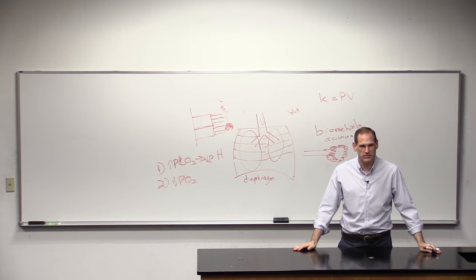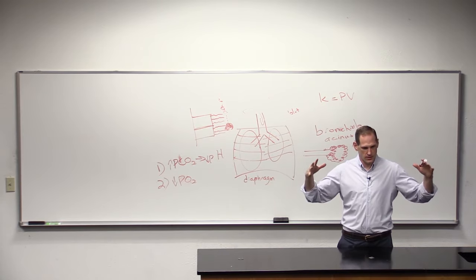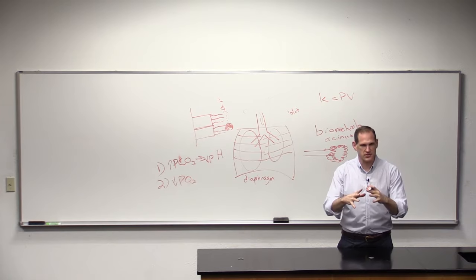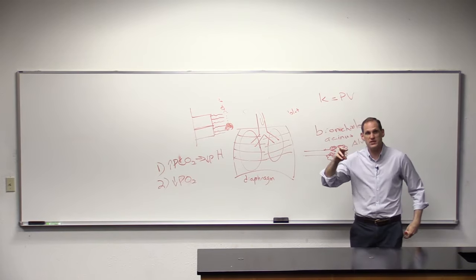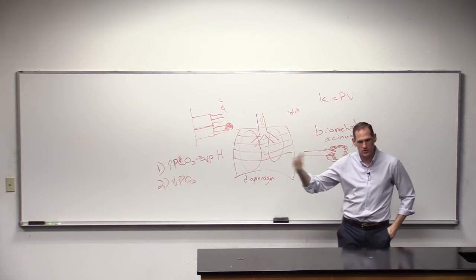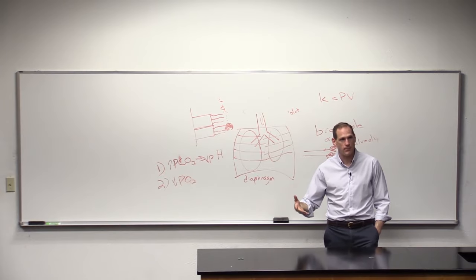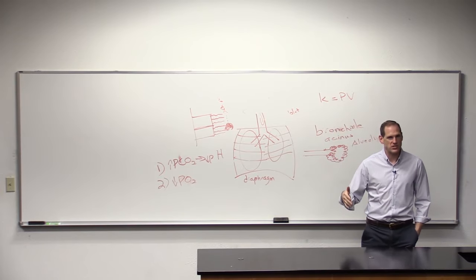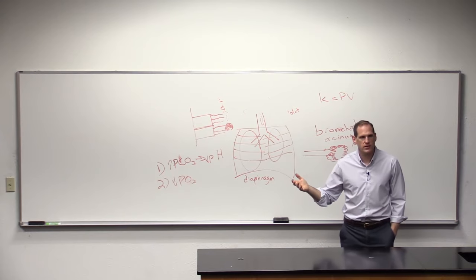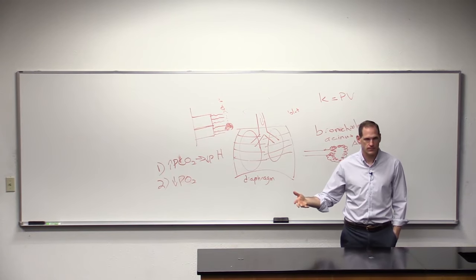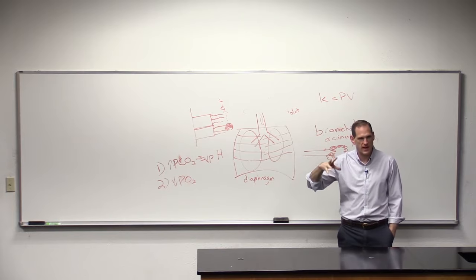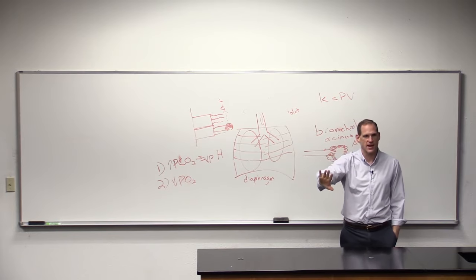Now, why do you breathe out? What do you have to do to breathe out? Relax. When you relax, the pressure on your chest increases, and that squeezes the air out. You can also add to that by forcefully breathing out, but you don't have to. So expiration under ordinary circumstances is a passive action. Everything just resets back down to normal, and then that pushes the air out.